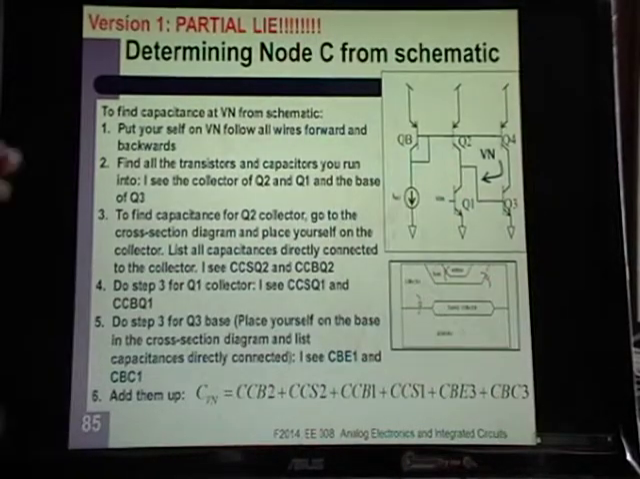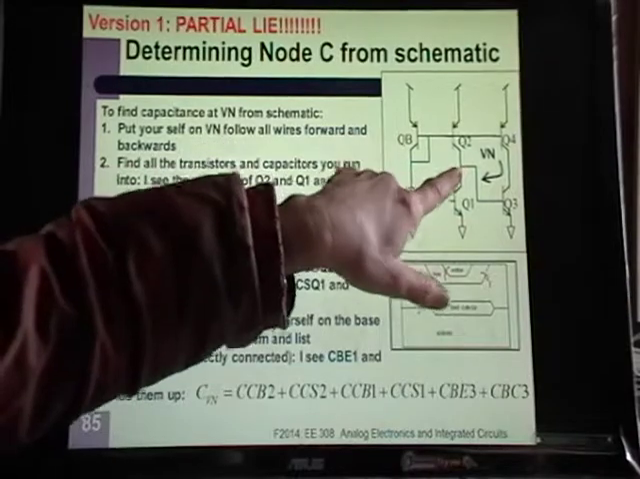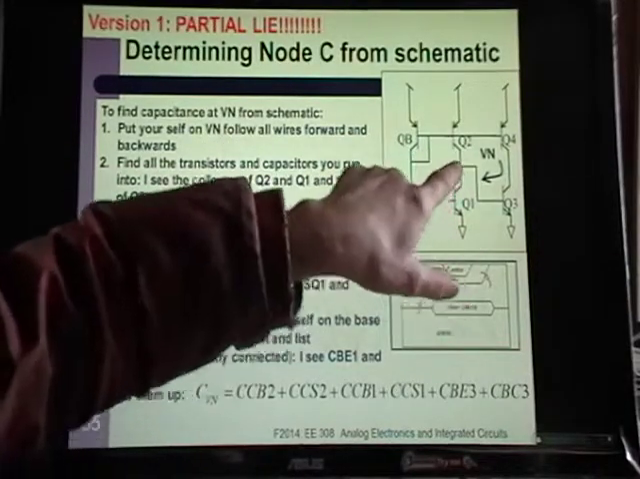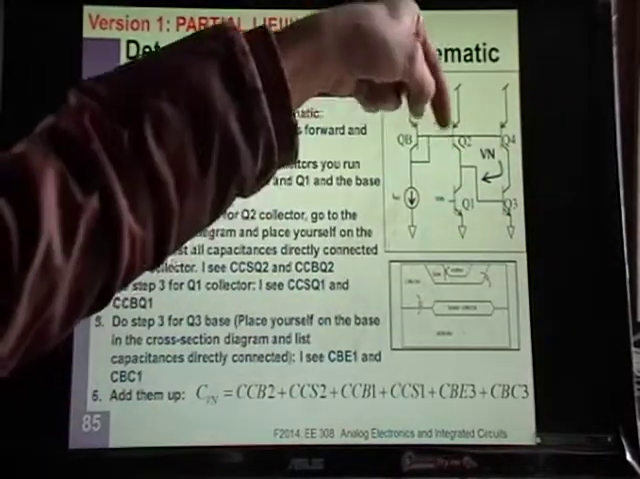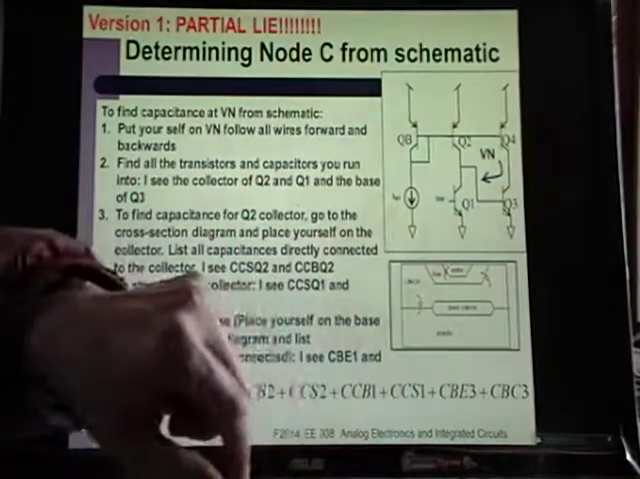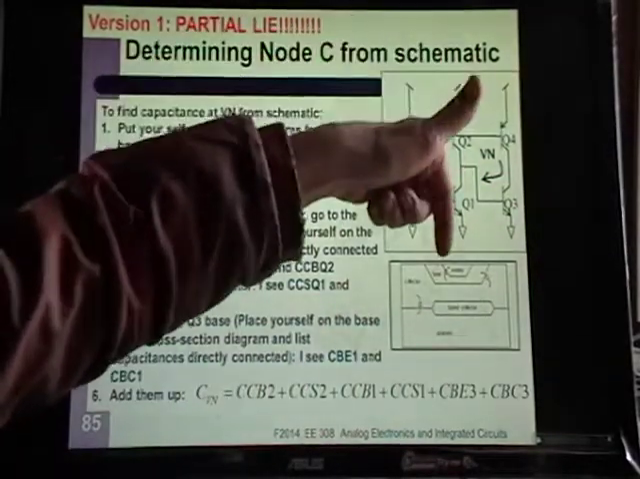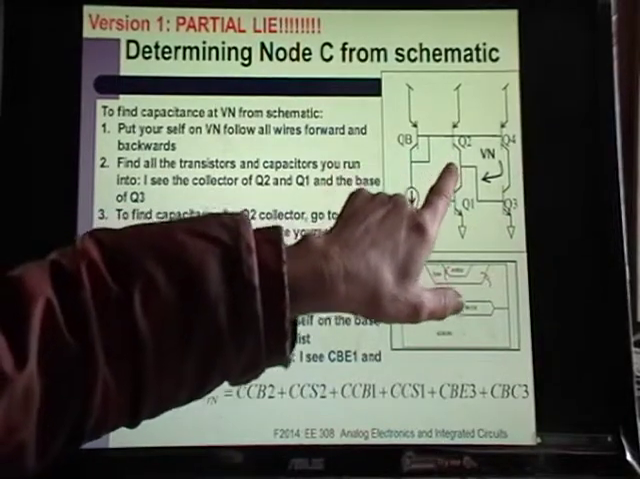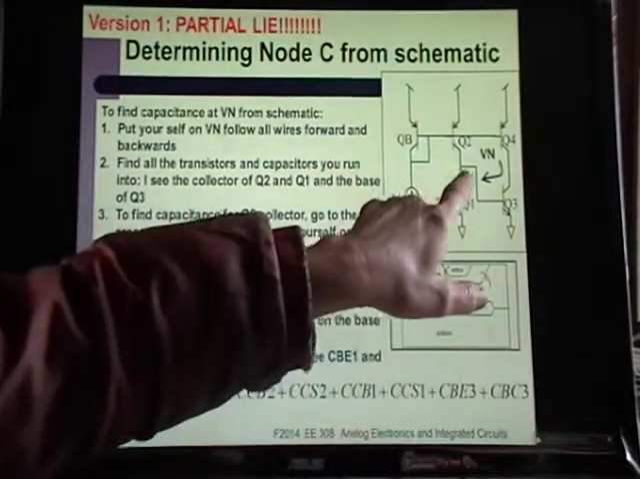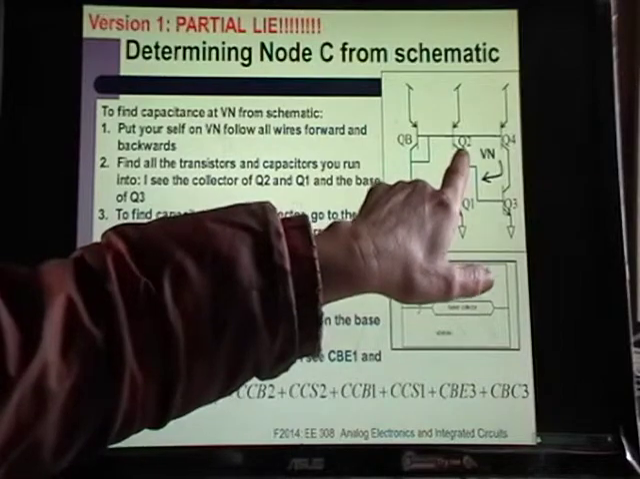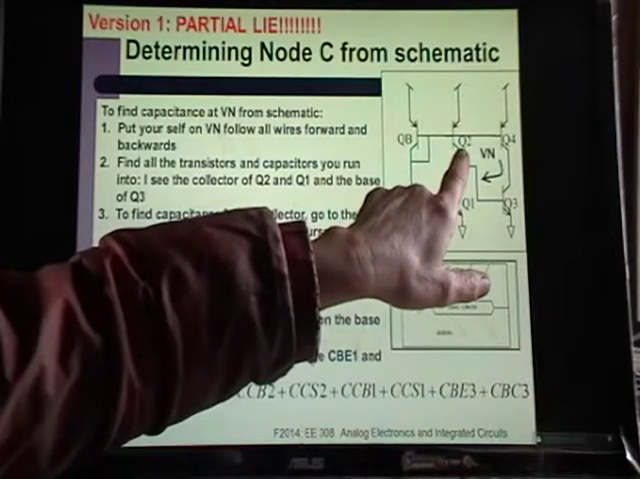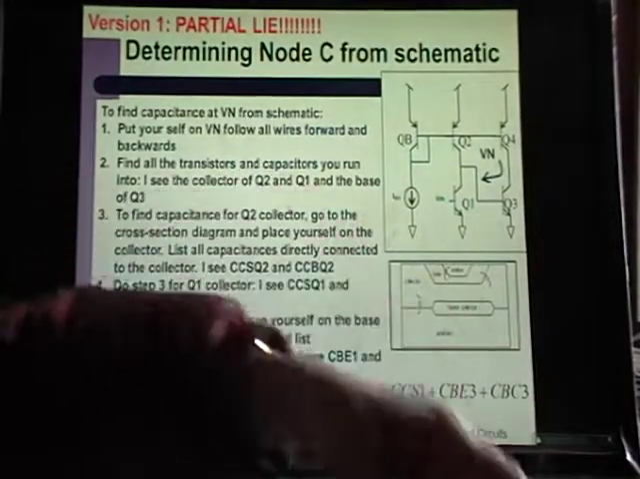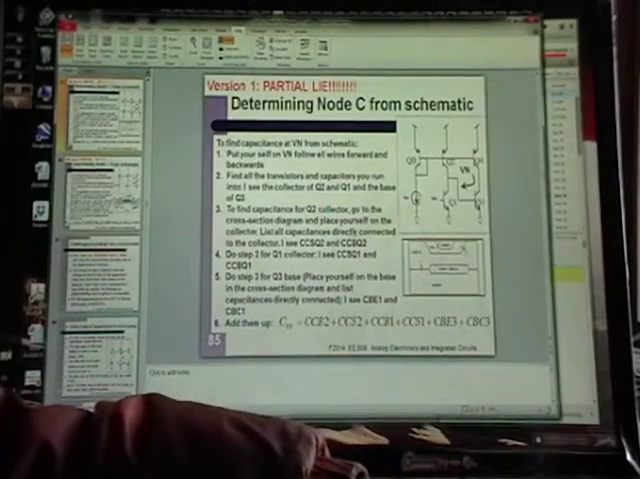So to find the capacitance at that node, you stand on here and I see the wire going in three directions. I see it going up, down, and towards Q3. So I see it going up to Q2, down to Q1, and over to Q3. So eventually I'm going to have to check out all three wires, but what did I do first? So I go up, I see the collector.